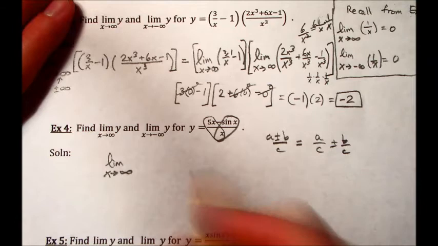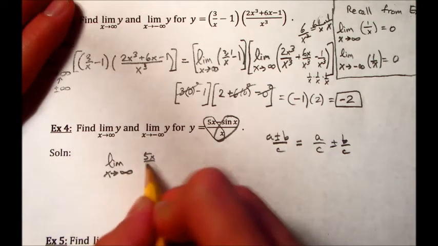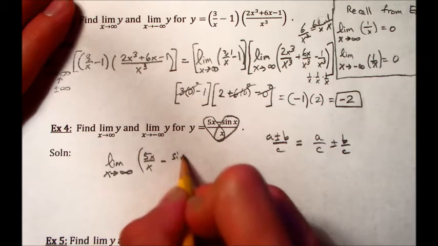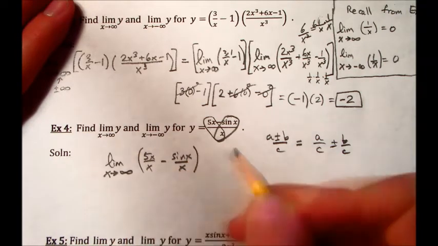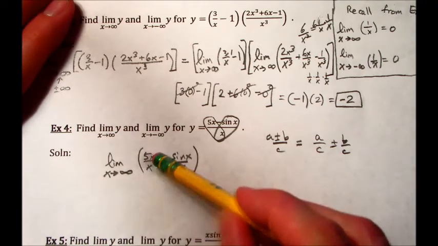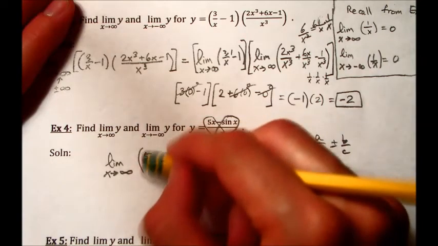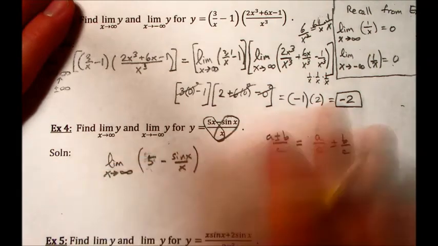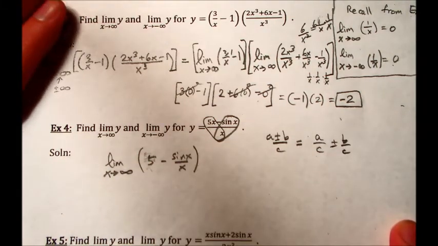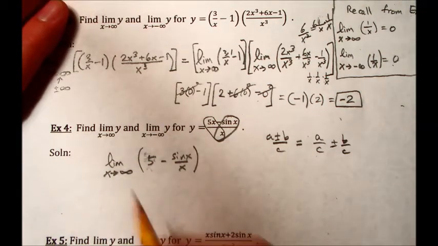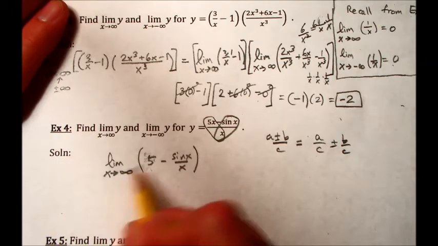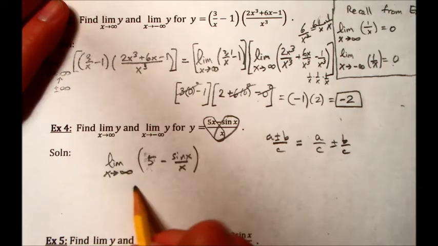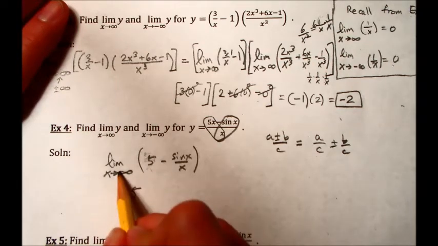Okay, so we're going to go with 5x over x minus sine x over x. And I'm going to go ahead and cancel the x's here. So this is simply 5. We can apply this one right away. The limit of 5 as x approaches infinity is simply 5, and that would be the same if this were a negative infinity here.